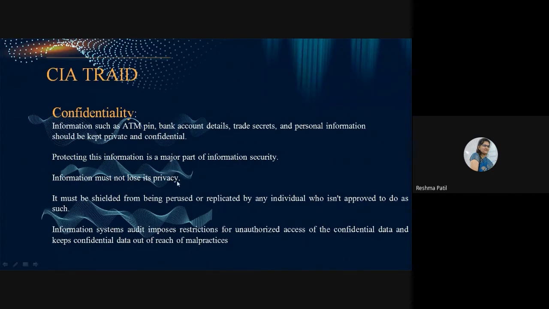Information must not lose its privacy. It must be shielded from being pursued or replicated by any individual who is not approved to do so. Here we are giving protection to our information, so unauthorized access will not happen. Information systems audit imposes a restriction for unauthorized access. We have to perform this information system audit on our information system, so you will come to know loopholes of your system. If anything happens in between and you are not aware of that, that also comes in front of you. So information system audit imposes restriction for unauthorized access of the confidential data and keeps confidential data out of reach of malpractices. So every time this audit is conducted in an organization.